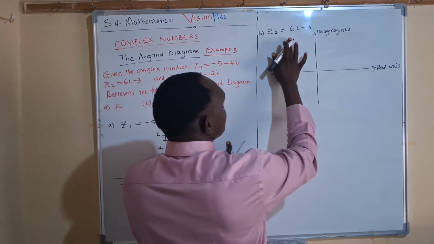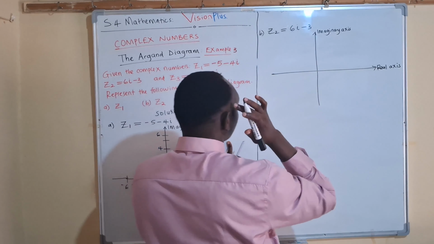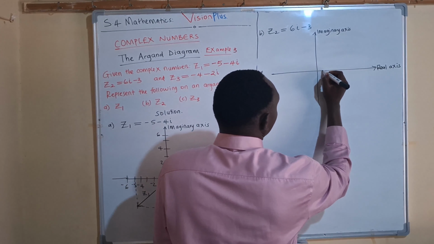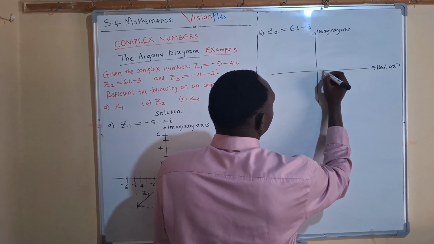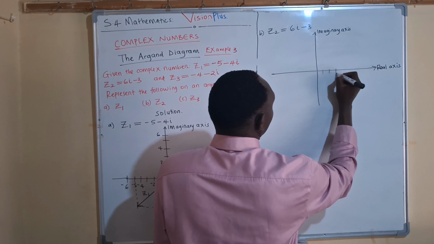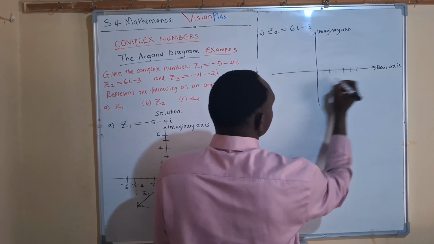Then if you look at your numbers, you have 6 and 3. So the biggest is 6. So you come and mark to 6. You can just say this is 1, 2, 3, 4, 5, 6.